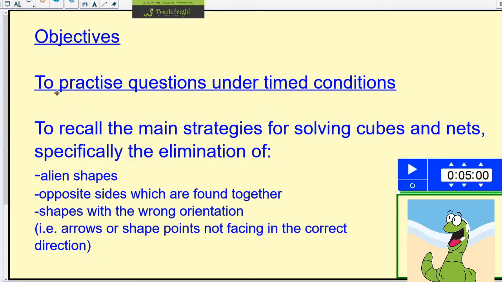And if we look at our objectives, to recall the main strategies for solving cubes and nets, that's the really big thing. Specifically, we're going to look at alien shapes, opposite sides, arrows and directions, and some of the left-handed versus right-handedness. But we'll go through that in more detail at the appropriate time.